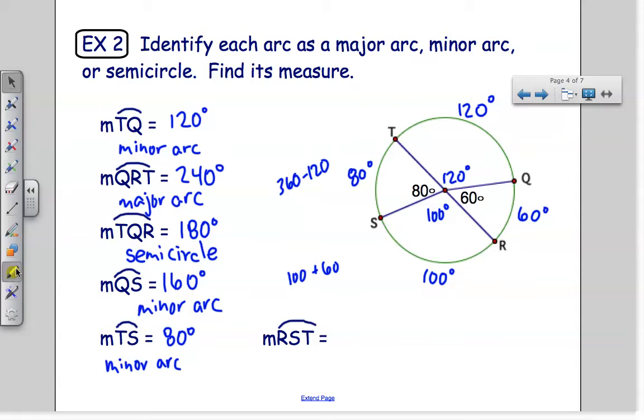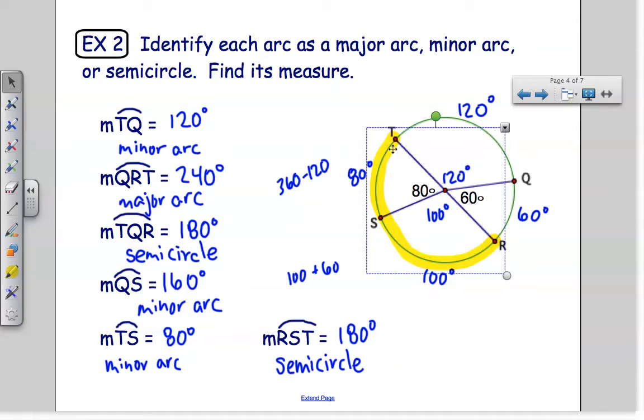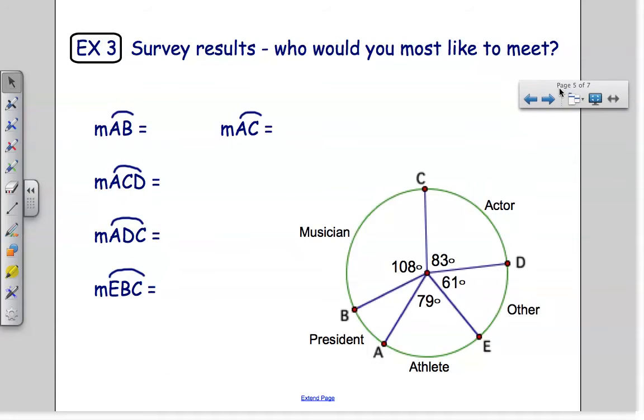And for this picture, one more example. Measure arc RST. Start at R, go through S to get to T. So I have to go clockwise. Start at R, go through S, end at T. I just did half the circle, didn't I? Because TR is a diameter. Those were the endpoints. If you're doing half the circle, this is a semicircle. And of course its measure is 180 degrees, 100 plus 80 there. So looking at arc addition, measures of arcs being the same as the central angle, and looking at types of arcs, let's do a little more here.